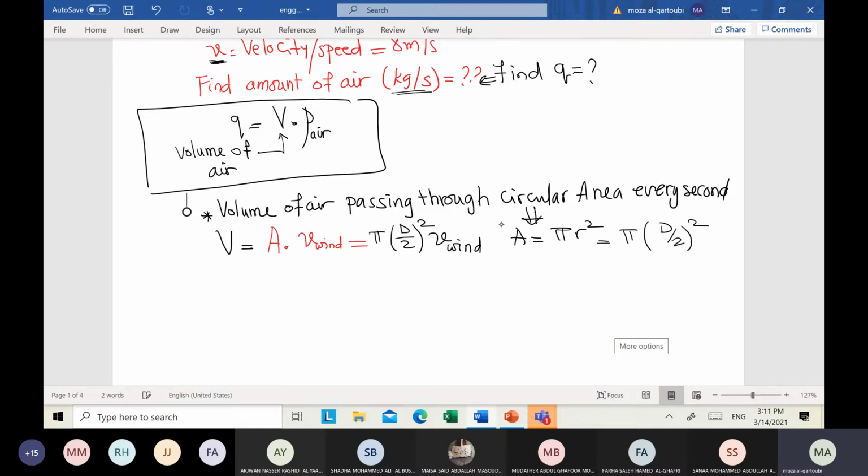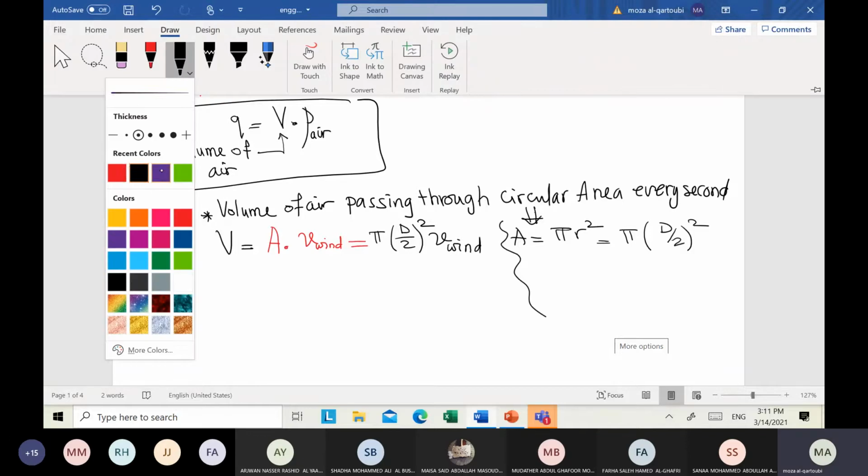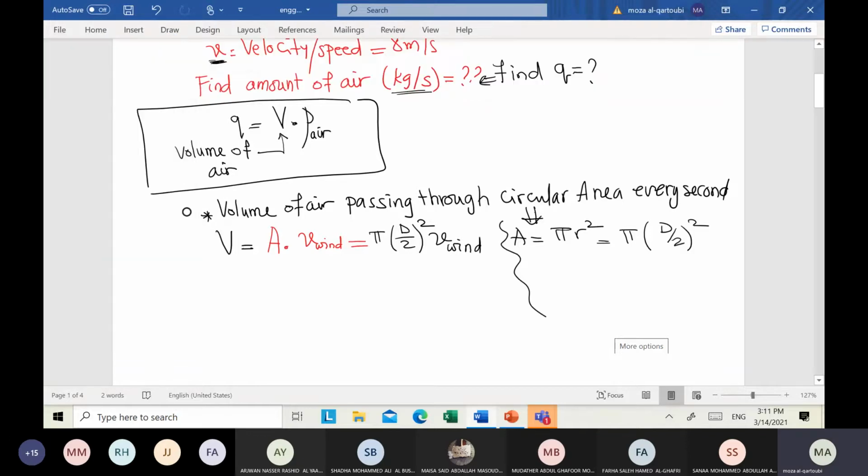Okay, so find this value. This is the first step: we'll find the volume. Then the volume will be multiplied by the density of air to give the amount of air in kilogram per second. So find the volume, substituting the given data: the given diameter, and we also need the velocity, which is also given.